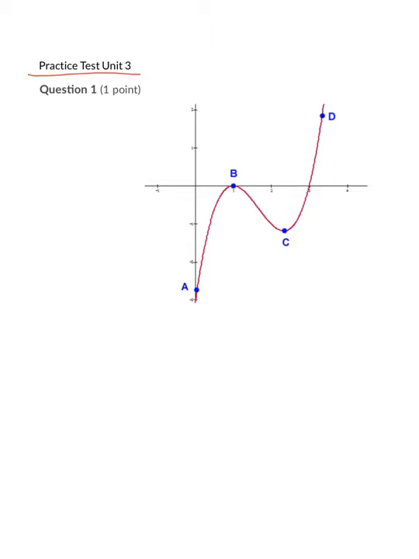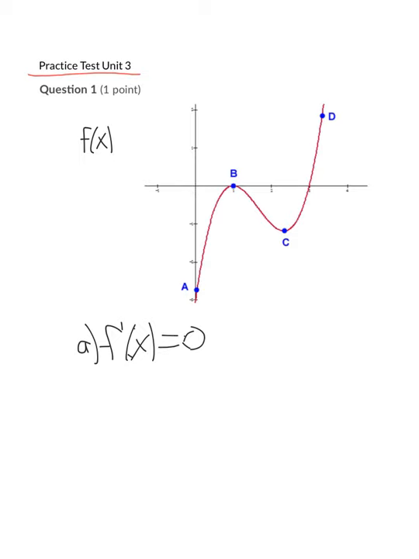So the first question that I'm going to go over for the practice test for Unit 3 is question 1. They gave us this graph and told us that this is the graph of f of x. So part A for this question says you need to find where f prime of x is equal to 0.